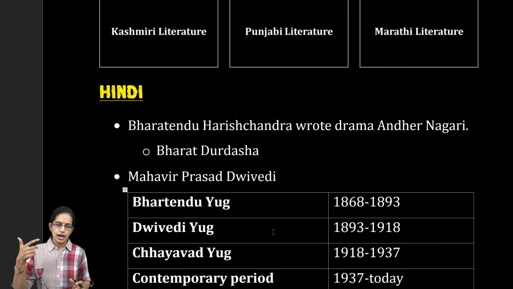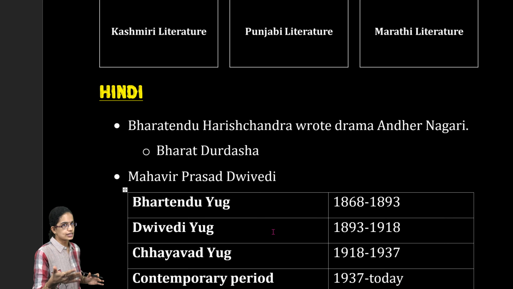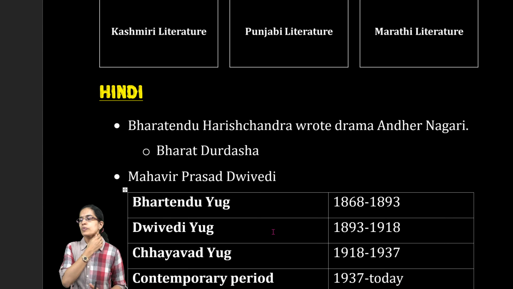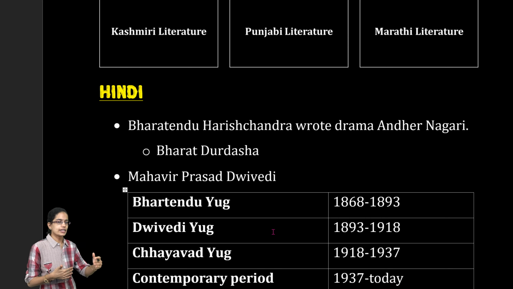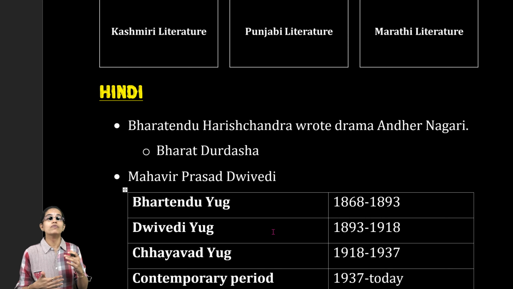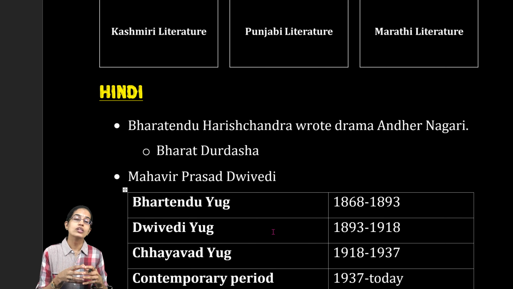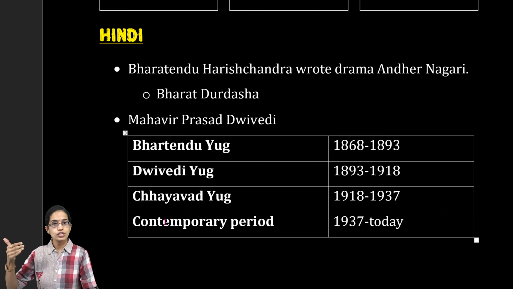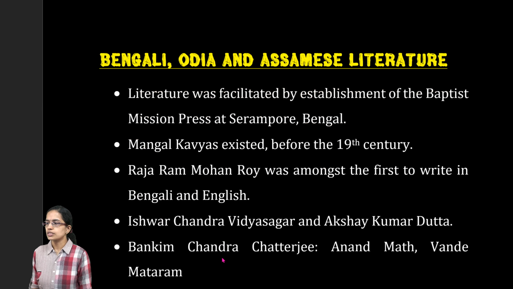So you had the Bhartendu yug, the Dwivedi yug, the Chayavad yug, and finally the contemporary yug, which is the present day yug. And this is what is called the evolution of Hindi writings. Bhartendu Harish Chandra wrote one of the very famous dramas, Andher Nagari, and it focused on the Durdasha of Bharat, or the condition of Bharat, and how the developments would vary across the yugs.